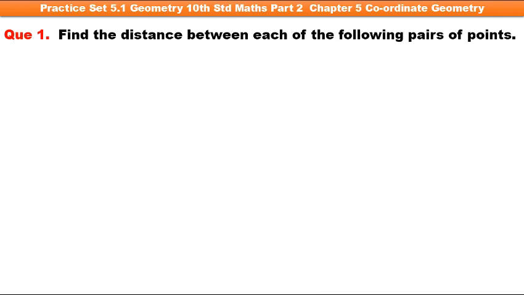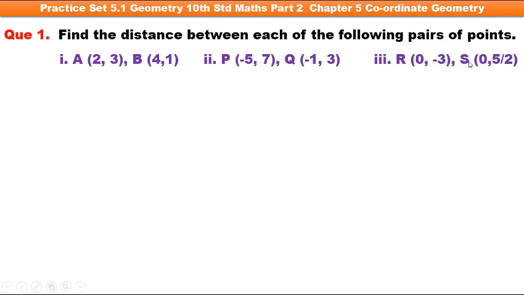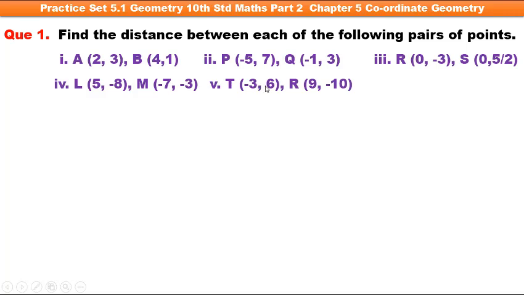Question first, find the distance between each of the following pairs of points. The coordinates of A are (2, 3) and of B are (4, 1). The coordinates of P are (-5, 7) and of Q are (-1, 3). R (0, -3), S (0, 5/2). L (5, -8), M (-7, -3). T (-3, 6), R (9, -10). W (-7/2, 4) and X (11/4).